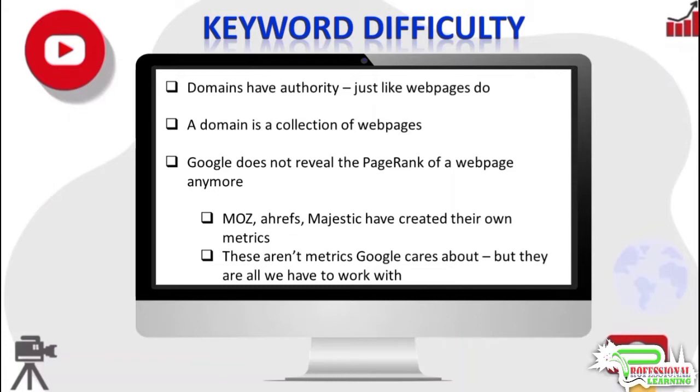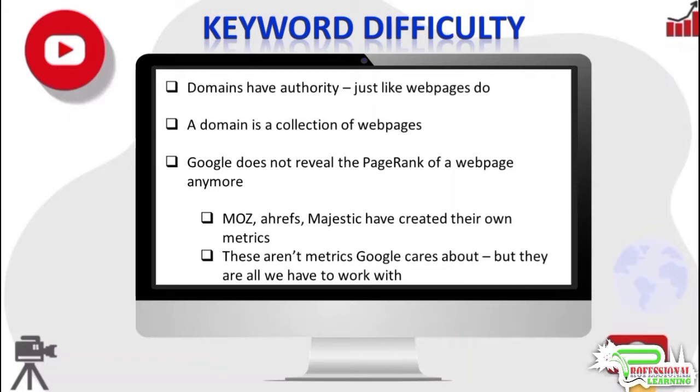Since Google does not reveal the PageRank of a web page anymore, companies like Moz, Ahrefs, and Majestic have created algorithms that compute these metrics for web pages and websites. You would want to know that these are not metrics Google cares about.